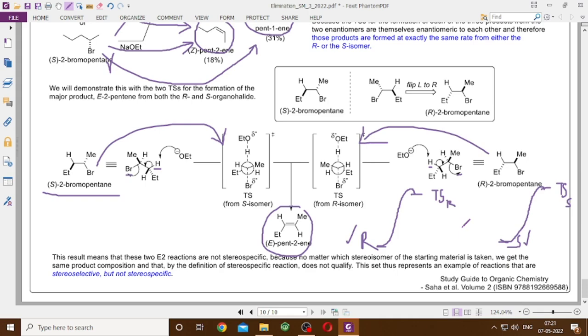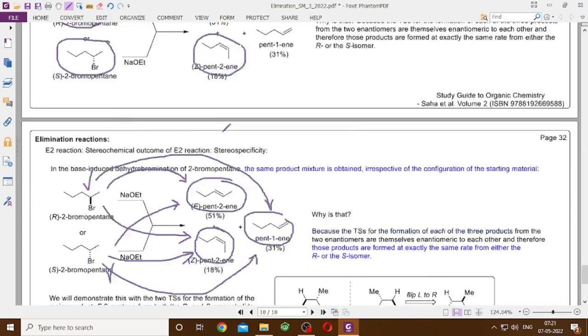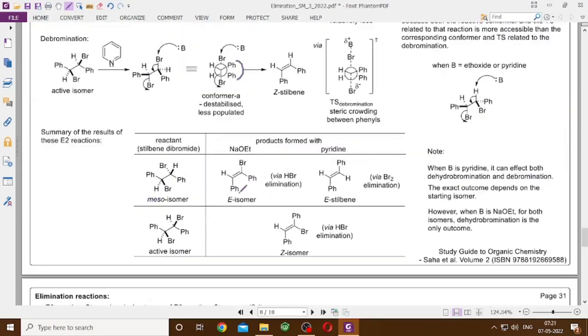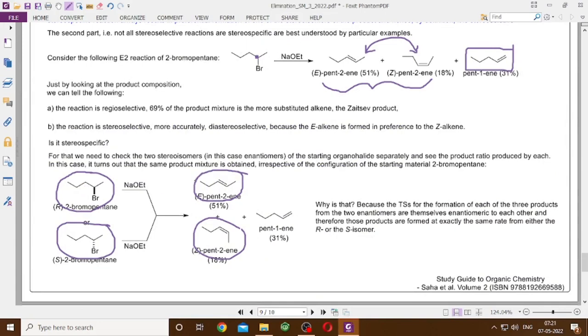And therefore, we are forced to say that this is a stereoselective reaction. Undoubtedly, it is stereoselective: 51% of the product is one stereoisomer, only 18% is the other. But this reaction is not stereospecific, if you define stereospecificity in such a way that stereoisomeric starting materials will give rise to stereoisomeric products, and which stereoisomer of the product dominates depends upon the starting stereoisomer. As we saw there, for this system, if we have to make the E isomer we have to start from the meso, and if we want the Z isomer we have to start from the active one. But this is not the case here. Even if I start from R I get this 51%, 18% ratio, and if I start from S I get the same ratio.